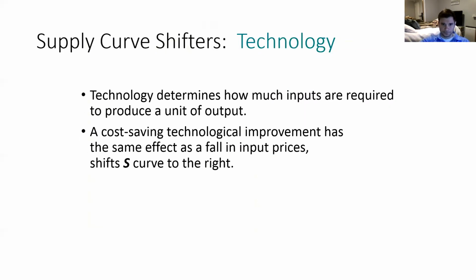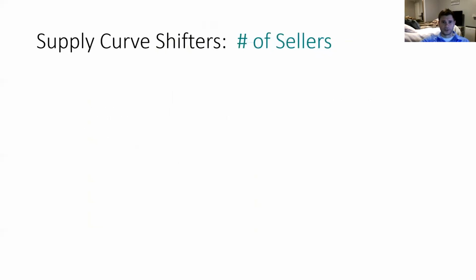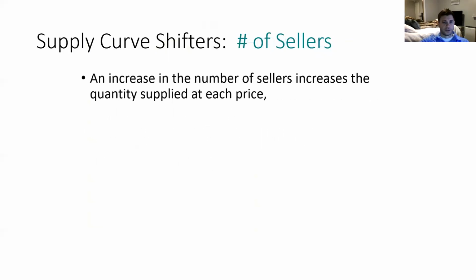Next important shifter, very similar to the demand curve, is the number of sellers, which affects the market supply curve. If you have an increase in the number of sellers, the quantity supplied at each price is also going to increase. Just like the number of buyers was positively related to the direction of the demand curve, the same thing is true for the sellers.